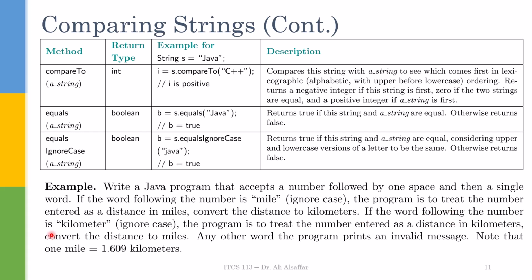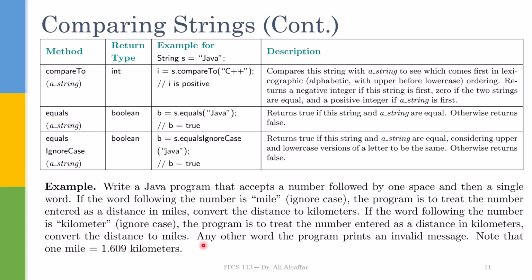If the word following the number is kilometer, so if it is not mile, it is kilometer, and also ignore case, then the program has to treat this number as a distance in kilometers and convert it into miles. The problem statement tells us how to do the conversion. Note that 1 mile is equal to 1.609 kilometers. So as a figure, kilometers is a larger number than miles. So if we have the input in miles, we need to magnify it. That means we have to multiply it by 1.609, not divide, multiply.